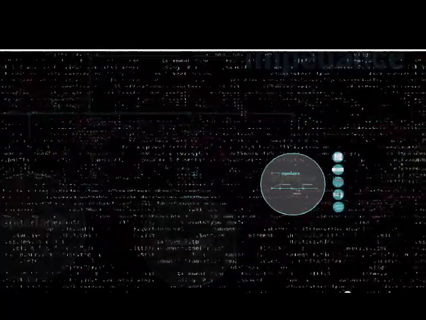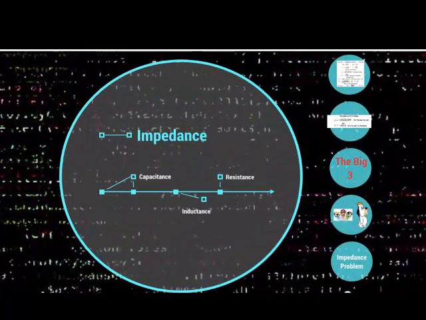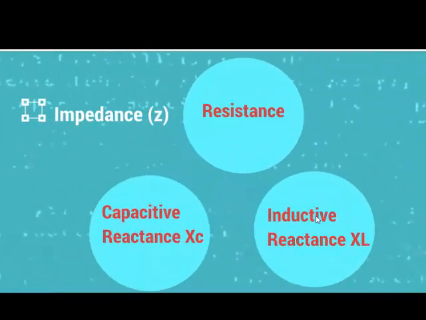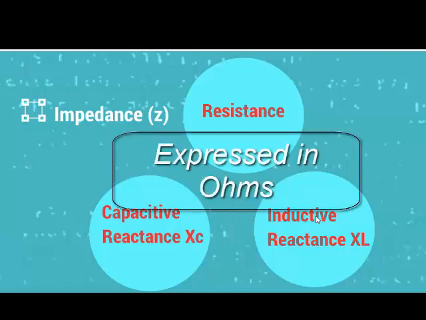So now we're going to go back and put it all together into impedance. Impedance is the big three. In an AC circuit, we've got more than just resistance. We had resistance in our DC circuits, but now with AC we've got to worry about capacitive reactance and inductive reactance. Now all of these are given in ohms.